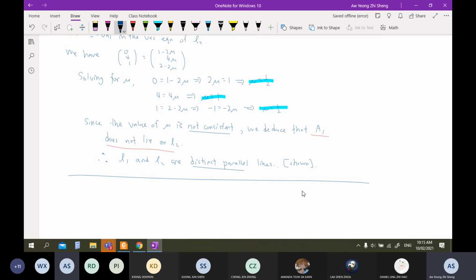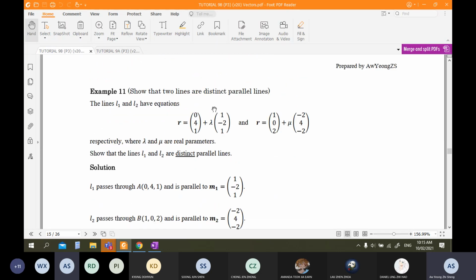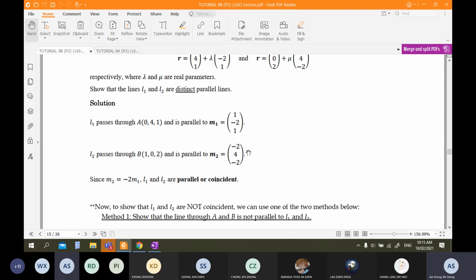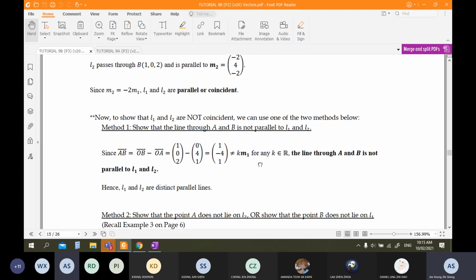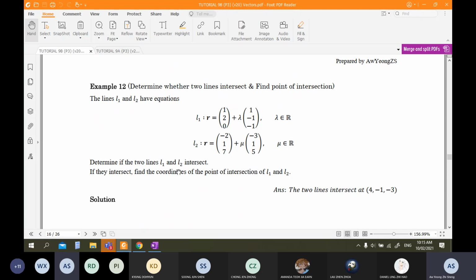For information, in the past year papers, I think I've never seen before questions that ask you to show that two parallel lines are distinct. This is actually pretty challenging. Based on my impression, I've never seen it before. What's more common in the exam is to check whether two lines intersect or not. Example 12 is much more common in the past year papers.